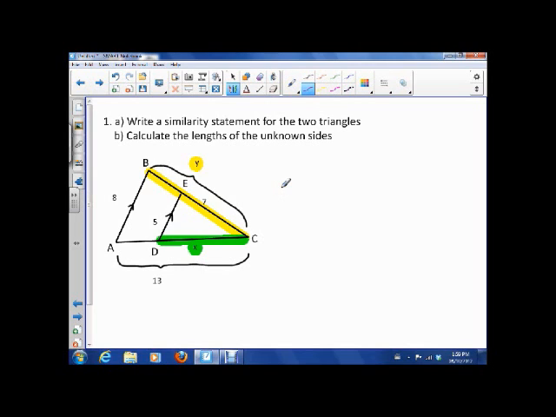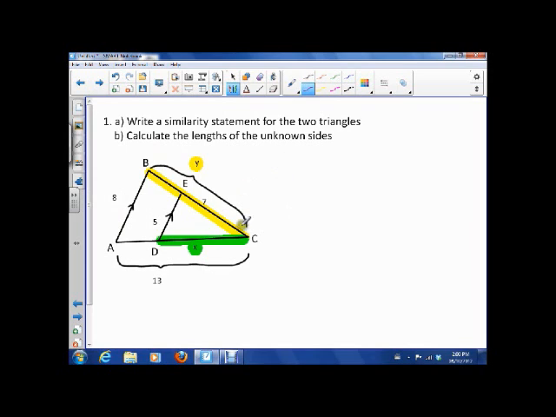So similarity statement, remember, has to be in the form of either two angles match, or a side angle and a side match, or all three sides match. Right now, I know this side, and I know that side. I know this side, I don't know its corresponding side, and I know this side, I don't know its corresponding side. So that means I won't be able to use sides, because I've only got one pair of sides.